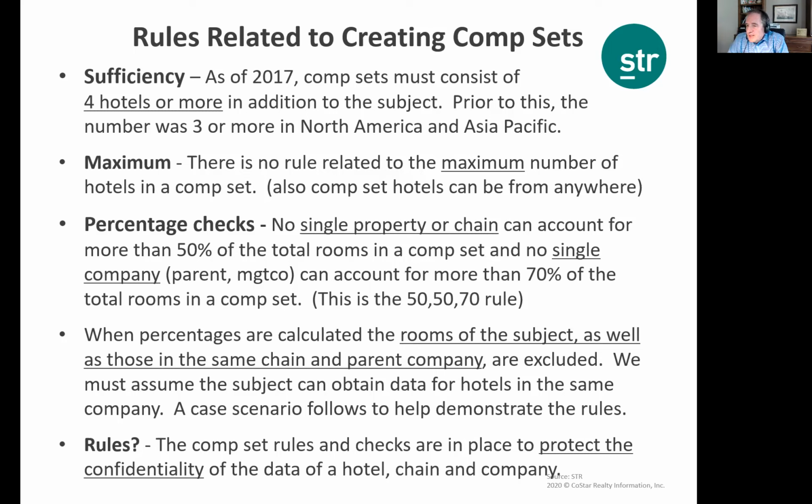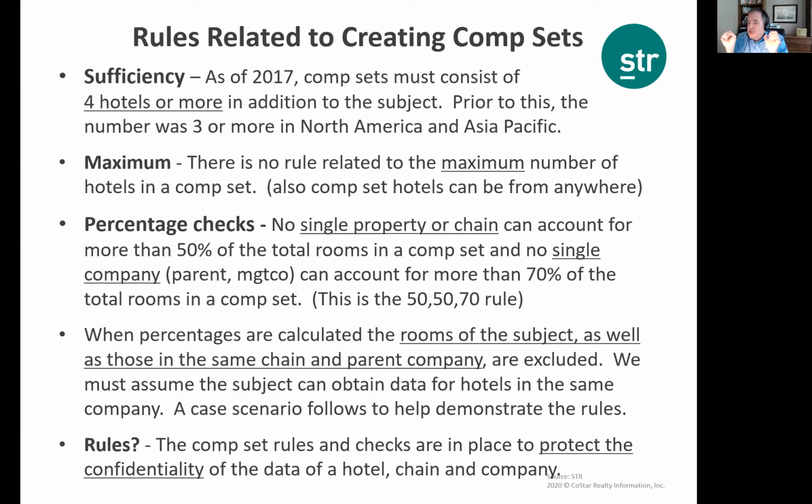Next, percentage checks. Now, this is important because it goes back to the confidentiality. Let's review the rules. No single property or chain can account for more than 50% of the total rooms in a comp set. We'll demonstrate this in an example coming up. So that's basically a single property or a single chain can't have more than 50% of the total rooms that are in the comp set. We add them all together, you'll see in a minute.